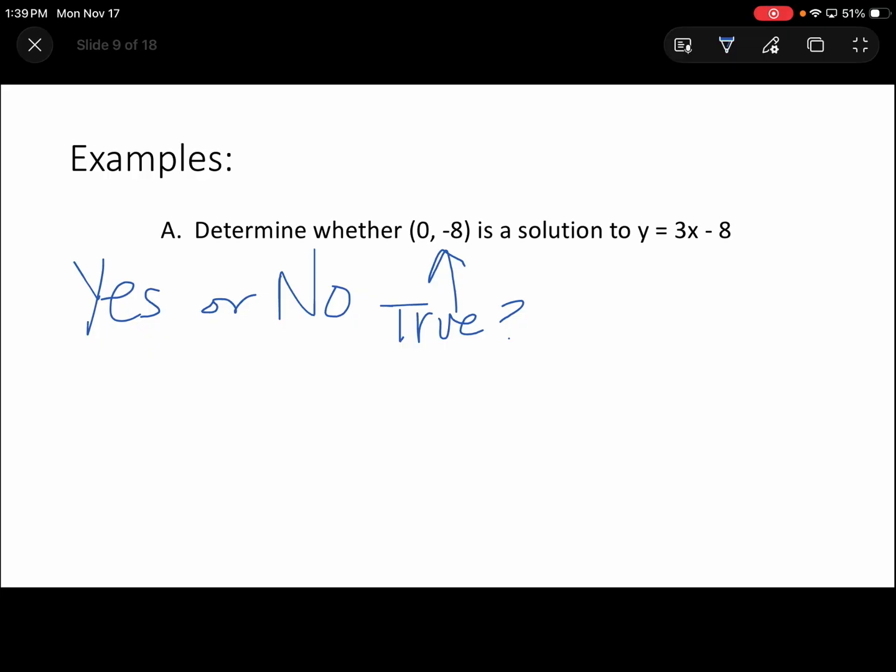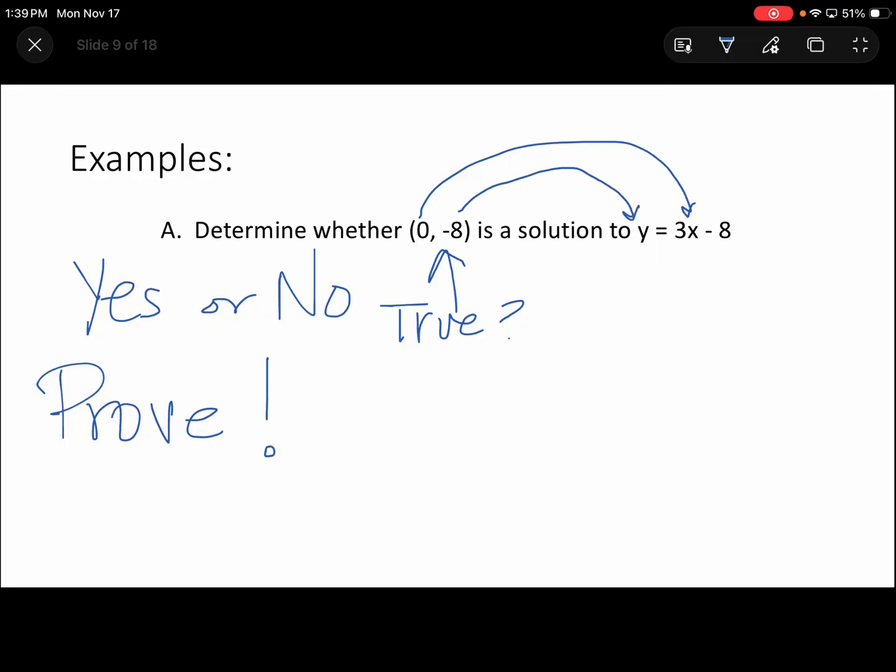What am I probably going to make you do? Not solve it. I don't need to solve it. I'm going to make you prove it. How am I going to prove it? Well, I'm going to plug in 0 for X. And I'm going to plug in -8 for Y. Probably one of the most common mistakes is kids put 0 in for Y and -8 in for X. Why do you think people make that mistake? None of you are going to make that mistake, are you?